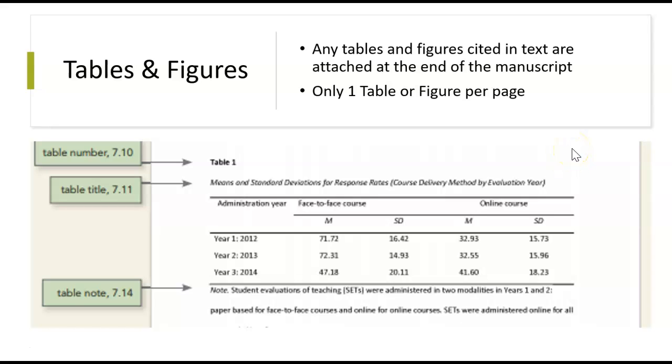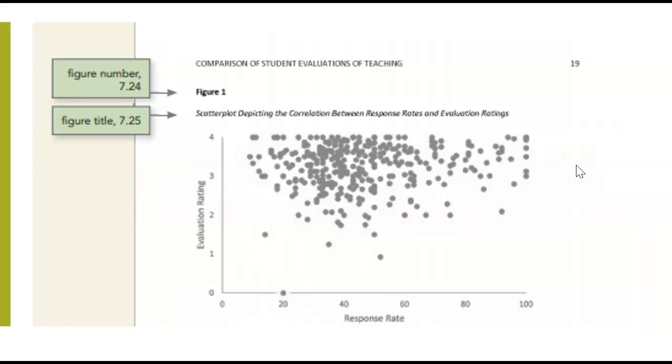We only put one table or figure on a single page, and those are at the end of your manuscript. They're after the references. And there are specific guidelines for how to create titles for tables and figures as you present them.